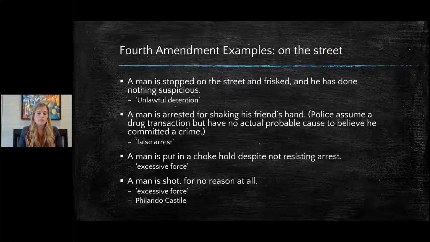Philando Castile. Many people would argue he was shot for no reason at all. And that was basically the worst excessive force that can occur. His family did sue. I didn't include any of those cases in the materials, but that might be a fun one for you to follow up on. His family did sue and the case settled.